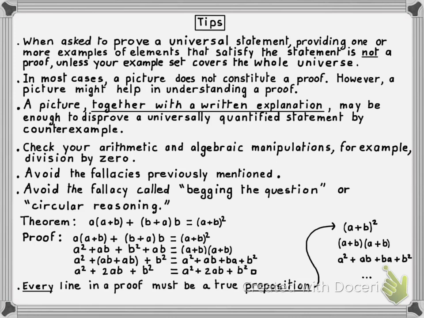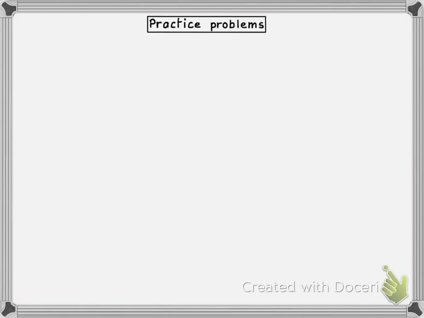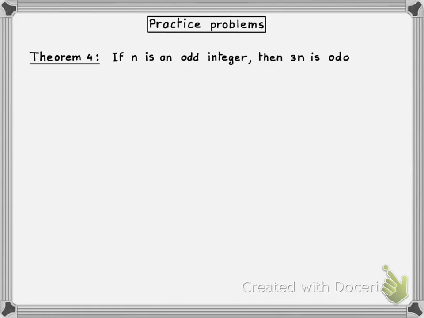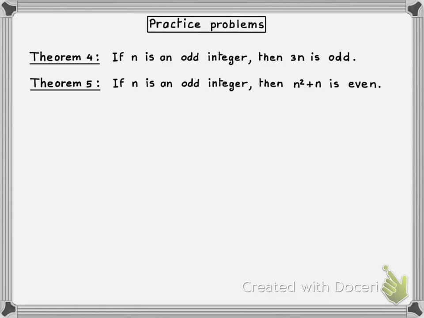So to conclude this second lecture on proof techniques, I'm going to leave you with a bunch of practice problems for you to work on at home. The fourth theorem in this lecture and the first practice problem ask you to prove that if n is an odd integer, then 3n is also odd. The fifth theorem that you should work on is that if n is an odd integer, then n squared plus n is even.